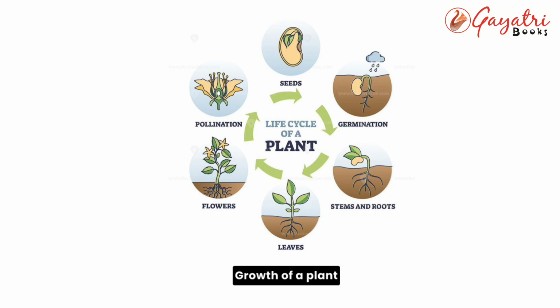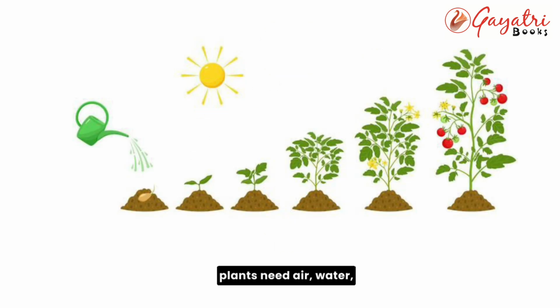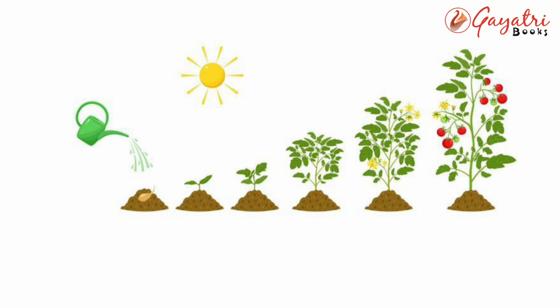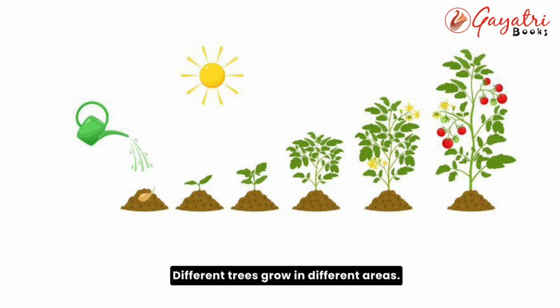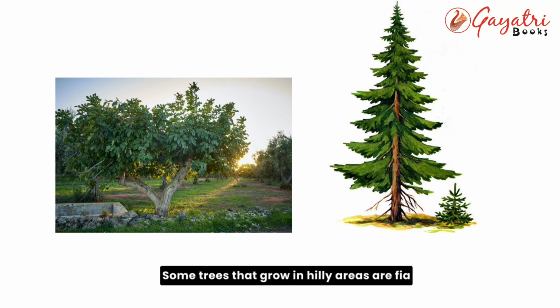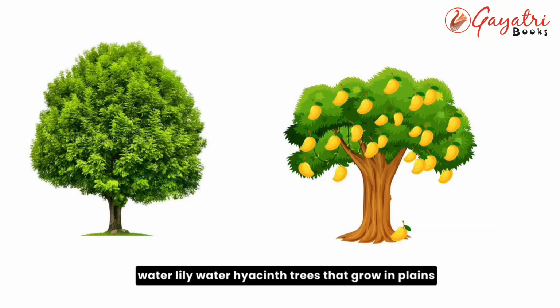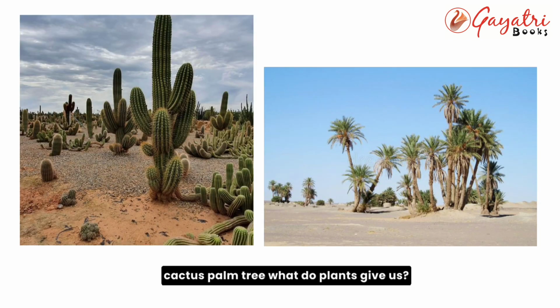Growth of a plant. Plants need air, water, sunlight and nutrients from the soil to grow. Different trees grow in different areas. Some trees that grow in hilly areas are Aphia tree, pine tree. Plants that grow in water: lotus, water lily, water hyacinth. Trees that grow in plains: neem tree, mango tree. Trees that grow in deserts: cactus, palm tree.